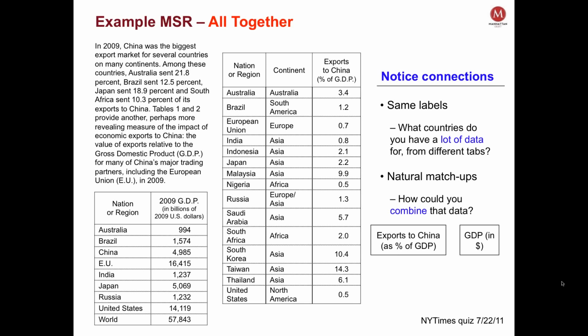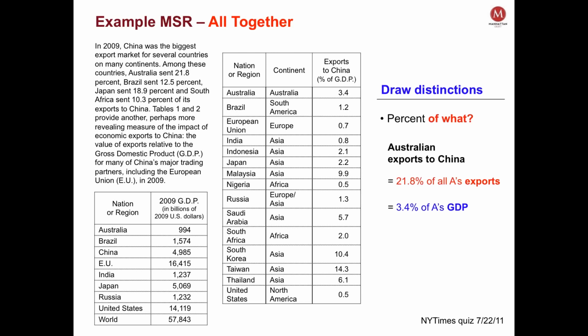This, by the way, I should point out. I've got this little legend down in the bottom on the right, New York Times quiz, 7/22/11. This is from the first batch of problems that GMAT released in a New York Times article in August of 2011. So it's an actual problem written by GMAT. All right, so we already figured out how we could combine.